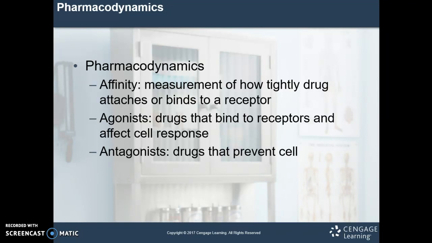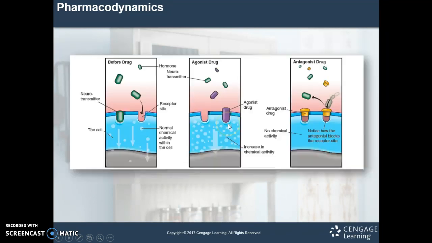Agonists are drugs that bind to receptors and affect cell response. This is a positive term, meaning a drug causes a response from the cell. An antagonist, meaning no response, is a drug that prevents cell response.